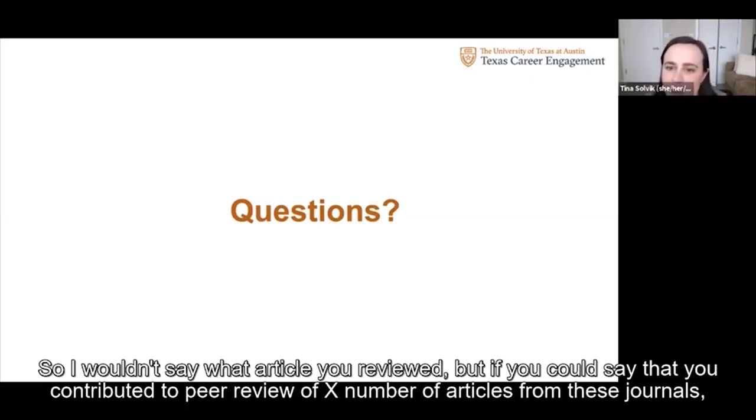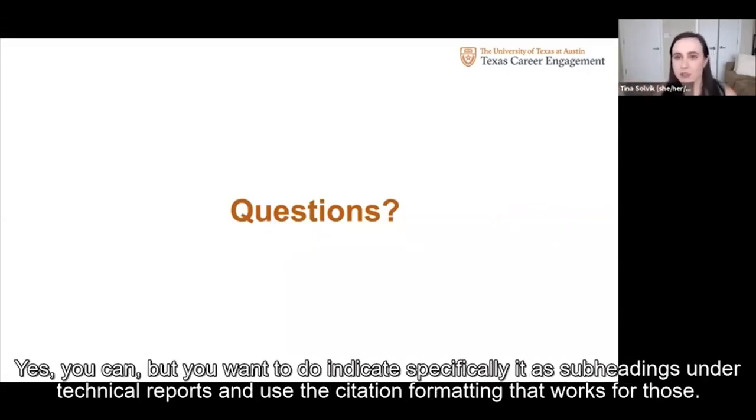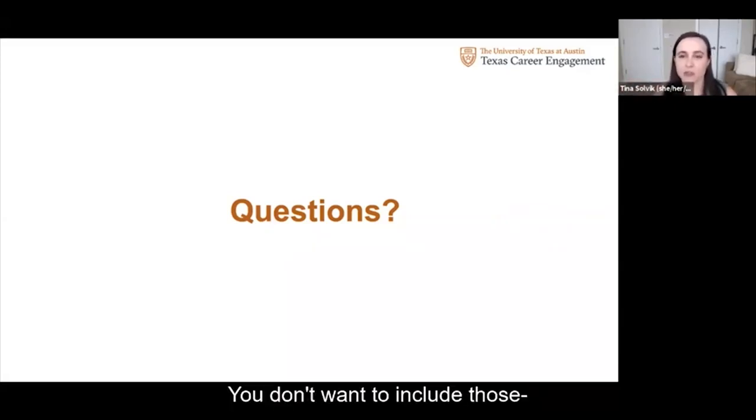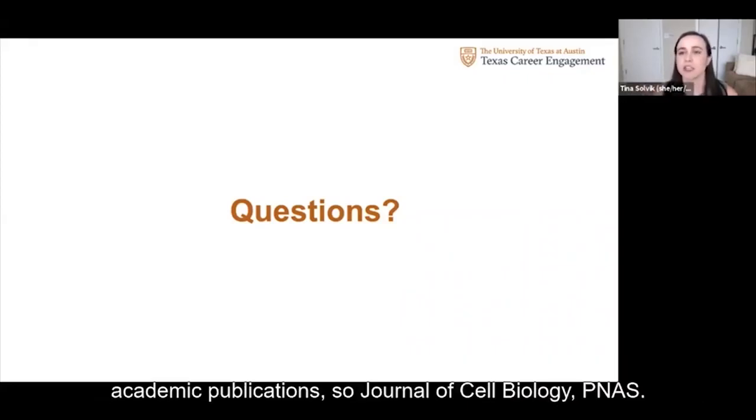Should we include gray publications such as technical reports or government reports? Yes, you can, but you want to indicate specifically, have it as a subheading under publications, say something like technical reports, and then use the citation formatting that works for those. You don't want to include those under peer-reviewed research articles, which should be very exclusive to articles that have been published or are in press in peer-reviewed publications, and specifically academic publications, so Journal of Cell Biology, PNAS, PLOS One.